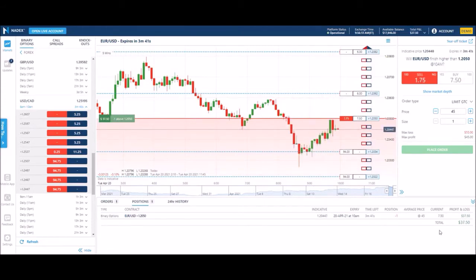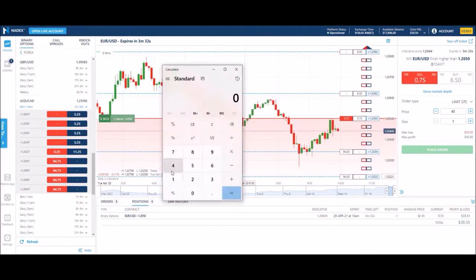So, learning how to scalp, God, that looks really pretty, doesn't it? $37. That's got to be like 80%, right? When did they start doing that nonsense?